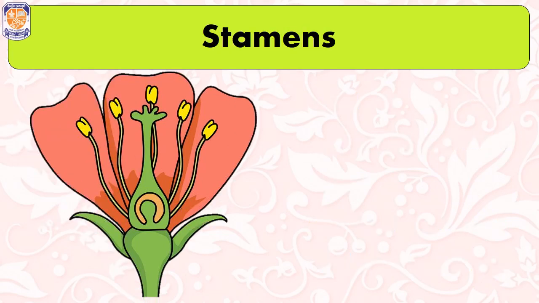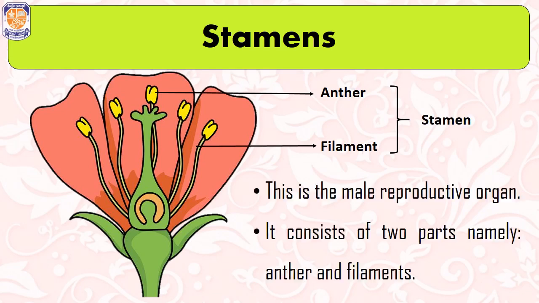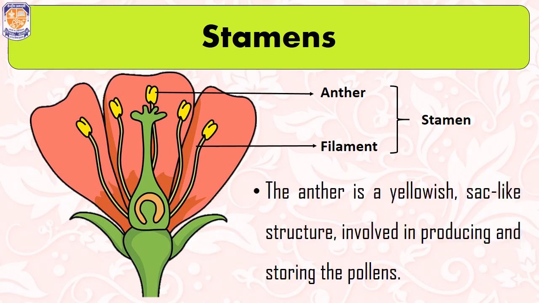Now coming on to the stamens. We have already discussed that stamens have two parts. The first part or the head of the stamen is known as the anther, and the anther is supported on a stalk-like structure which is known as the filament. So both anther and filament are the two parts of the stamen. Stamens are the male reproductive organ of a flower, and it consists of two parts, the anther and the filament.